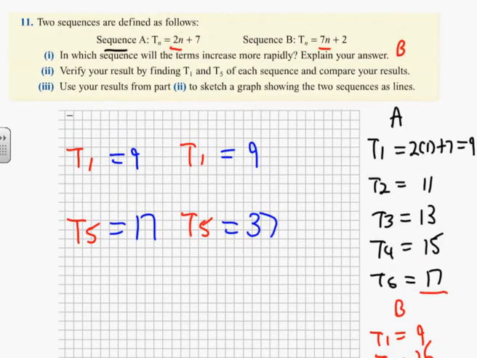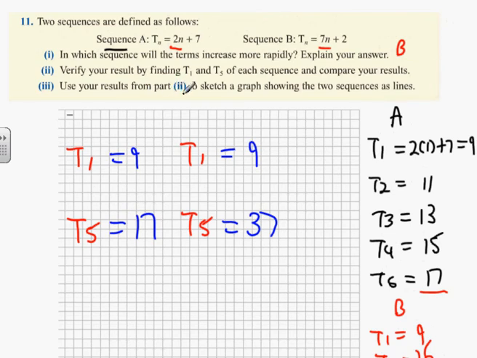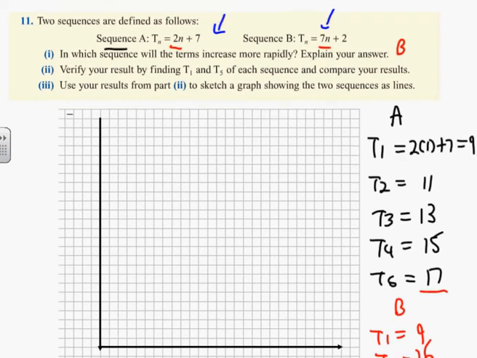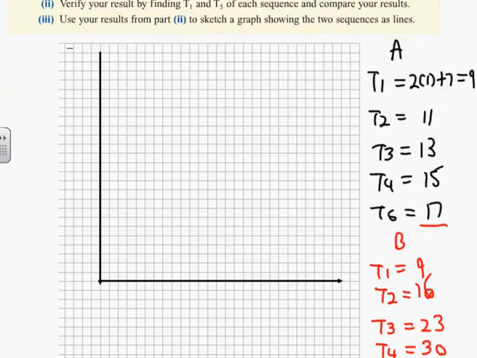Okay? Use your results from part 2 to sketch a graph. Now, what's the great thing about drawing lines? Do you need all the points or do you need 2 points to draw a line? The 2 of these are linear graphs. So therefore we only need 2 points to draw the graph. So to save yourself time, what you can do is you can just do your XY axis here. I'll do the first sequences. So we'll go this way here. 1, 2, 3, 4, and 5.